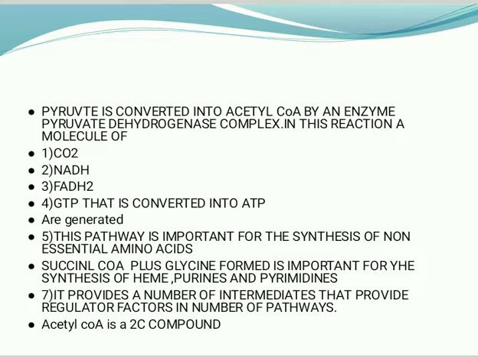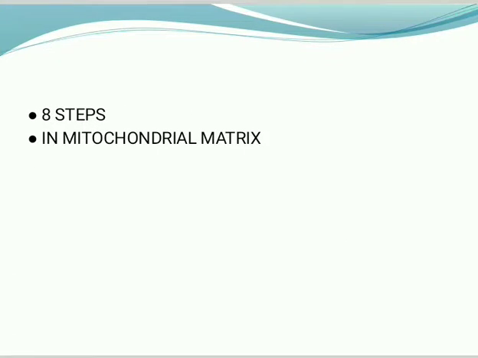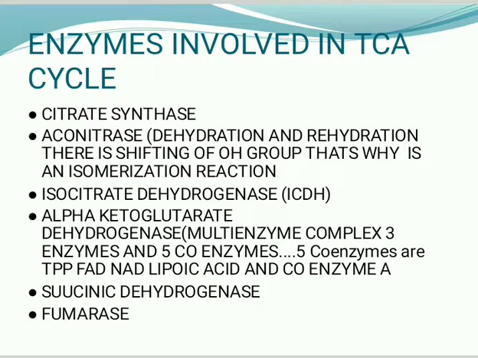Acetyl CoA, what is acetyl CoA? Acetyl CoA is a 2-carbon compound that is formed from pyruvate. We know that when glucose breaks down, it is converted into 2 molecules of pyruvate, and then those pyruvate molecules enter into the mitochondria and are converted into acetyl CoA. There are 8 steps of the Krebs cycle in the mitochondrial matrix.